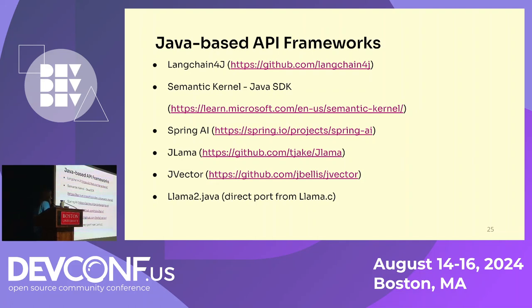And Semantic Kernel also has a Java SDK. And then Spring AI is the newest project from Spring that works with AI. It's a bit new at this point. And these two I wanted to point out are actually from my previous company, DataStax. They developed JLlama, a Java port of the Llama library. And JVector is a lower-level library that helps with vector database and Vector API, Project Panama type of processing, very fast too, this one. And then there's also Llama2, which is a direct port from Llama C.